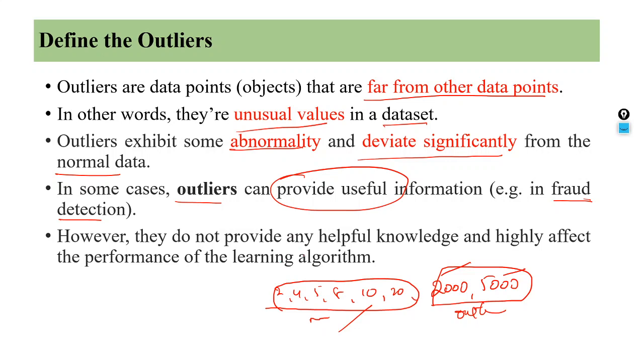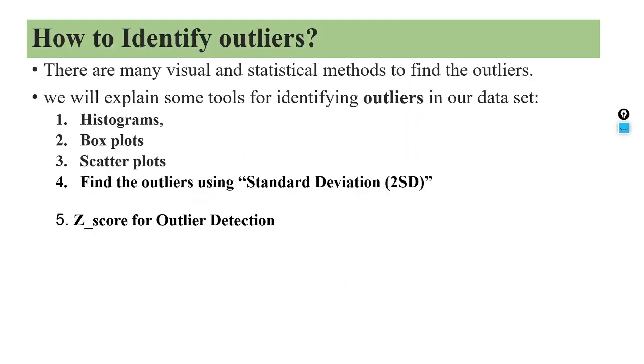However, they do not provide any helpful knowledge. If outliers exist, they are not helpful for knowledge and highly affect the performance of machine learning algorithms. So how do we identify the outliers? There are many techniques, such as visual and statistical methods, to find outliers. We will explain some of the tools for identifying outliers in the data set.